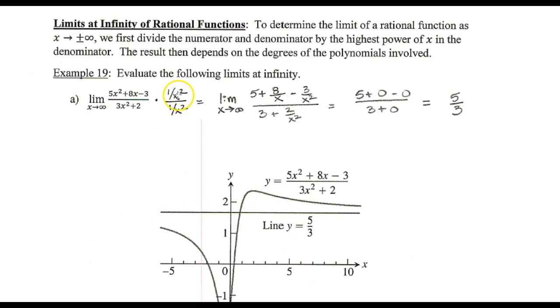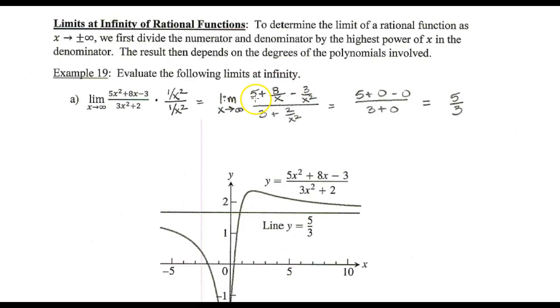So then as I multiply that through by each term, I get 5x squared divided by x squared becomes 5. 8x divided by x squared becomes 8 over x. Minus 3 divided by x squared becomes minus 3 over x squared. Then I have 3x squared divided by x squared becomes 3. And then I have 2 divided by x squared, so I get 2 over x squared. Now I can take the limit of this piece by piece.